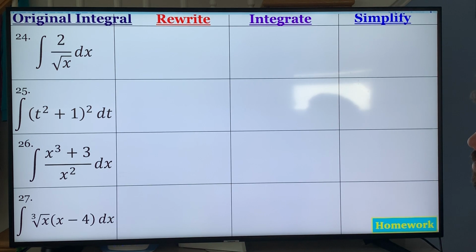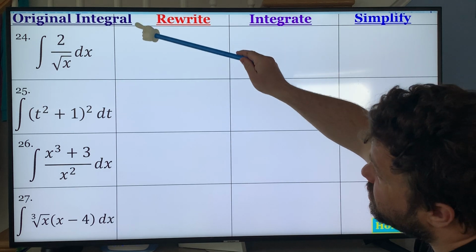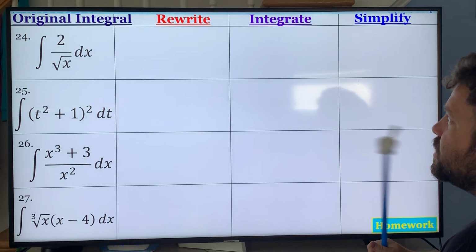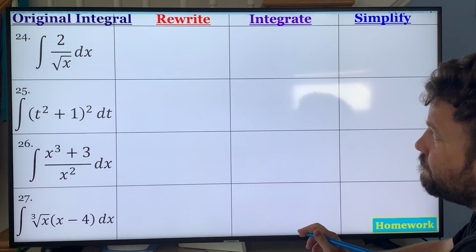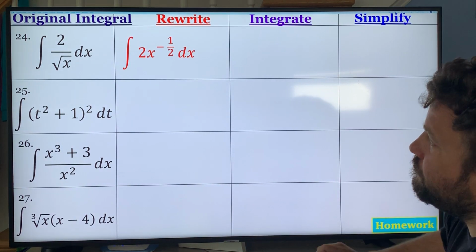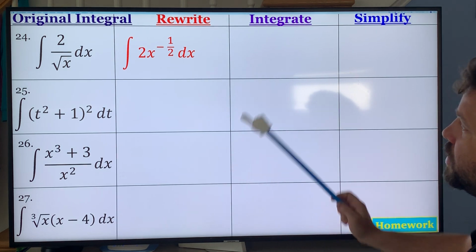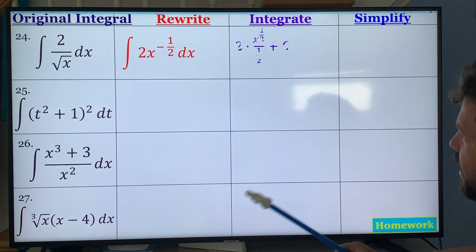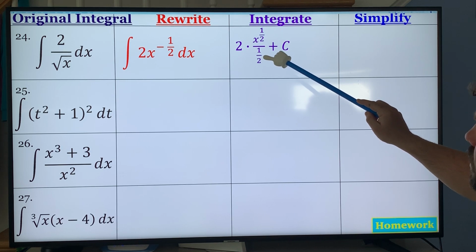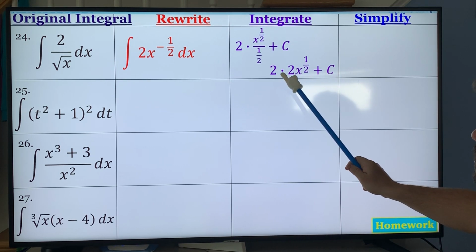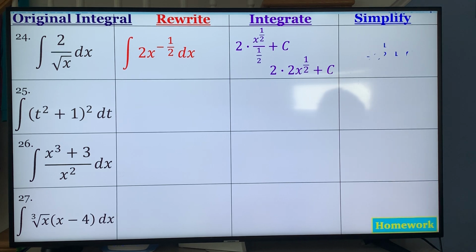I had to cheat with my original integral. Push it over a little bit. All right, so first thing you want to do is rewrite, right? X to the negative 1/2 times 2. Negative 1/2 plus 1 is 1/2. Reciprocal of 1/2 is 2 over 1. 2 times 2 is 4. So it's 4x to the 1/2 plus c, or 4 square root of x plus c.